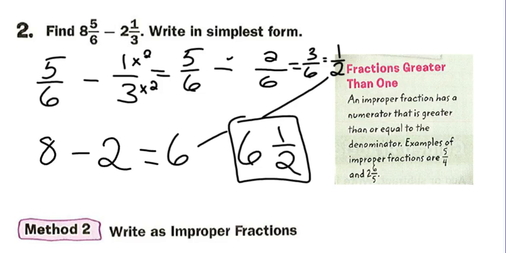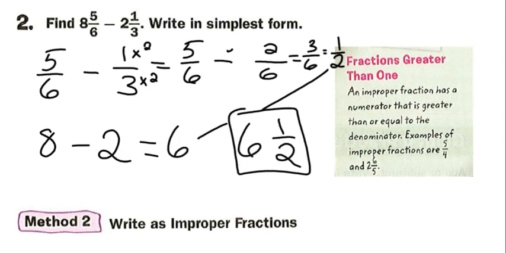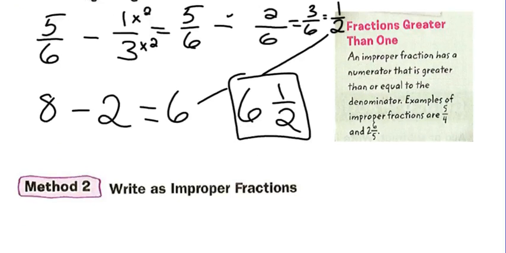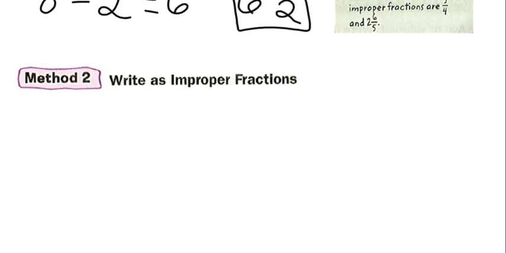If it doesn't work out quite that nicely for you, you can turn any of your mixed numbers into improper fractions and subtract them that way. So we always have that option. So we have 8 and 5/6 minus 2 and, I wrote that wrong, 2 and 1/3. If we turn them into improper fractions, this can be helpful for us.